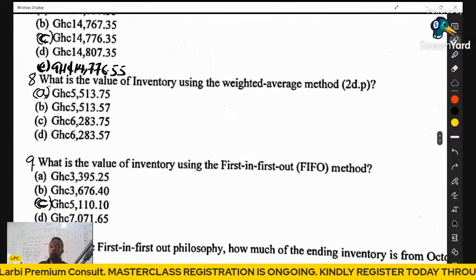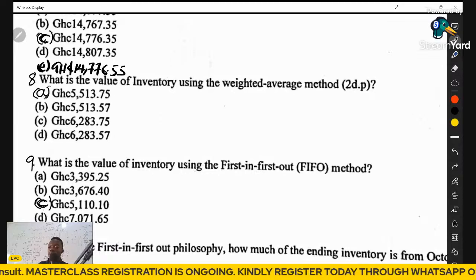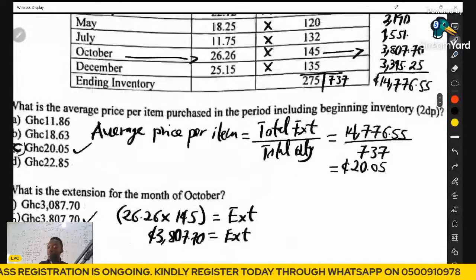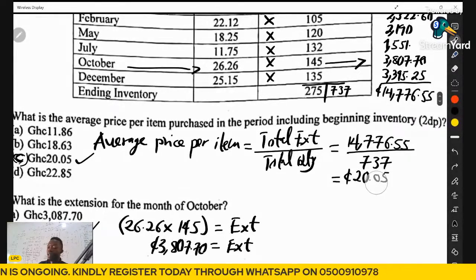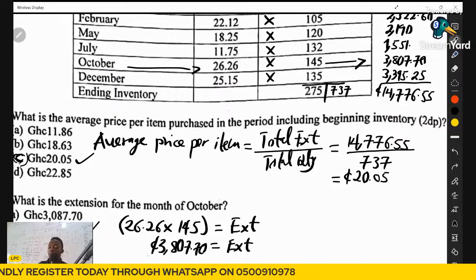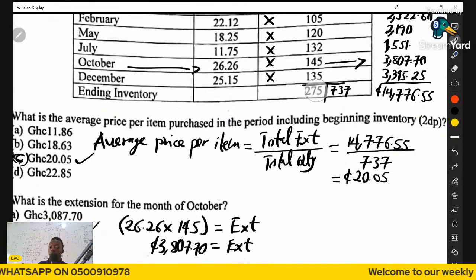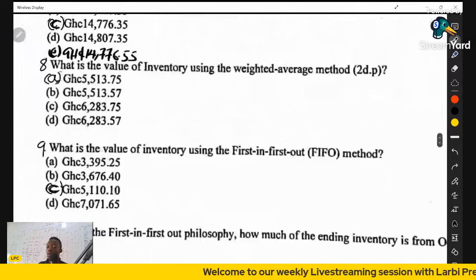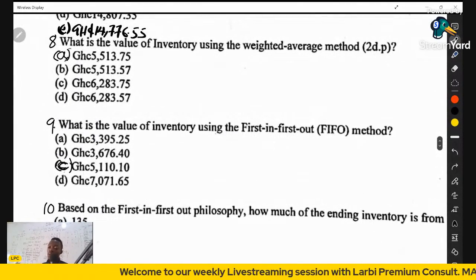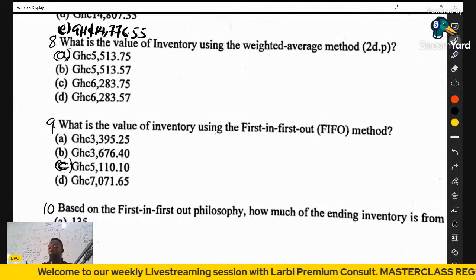Okay. So here, since we're also asked to correct to two decimal places, we just use the two decimal place value, which is 20.05, and then multiply that by the ending inventory, which is 275. And we get our value of inventory using the weighted average method. So I'll call it as what?